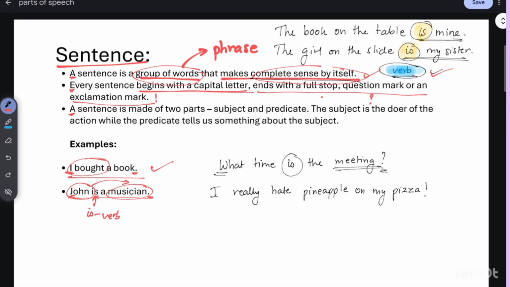Yes, because you are understanding what I exactly hate. Does it start with a capital letter, end with an exclamation mark? Yes. So does it have a verb? Yes, hate is the verb, to hate, right? So it is a sentence in its entirety. Why? Because it is a group of words, make complete sense by itself. It has a verb, begins with a capital letter and ends with an exclamation mark.